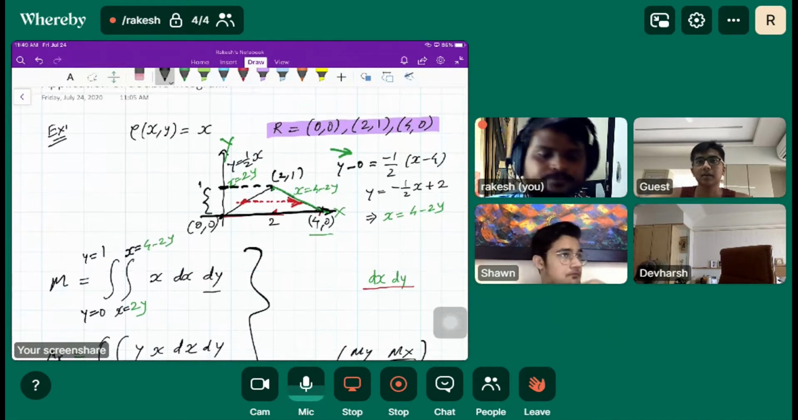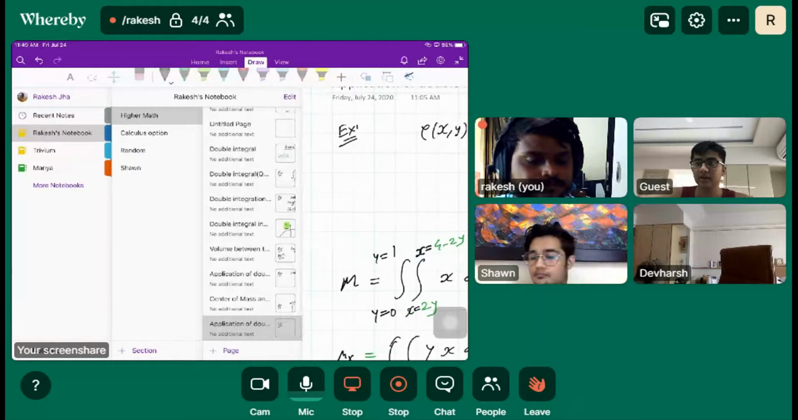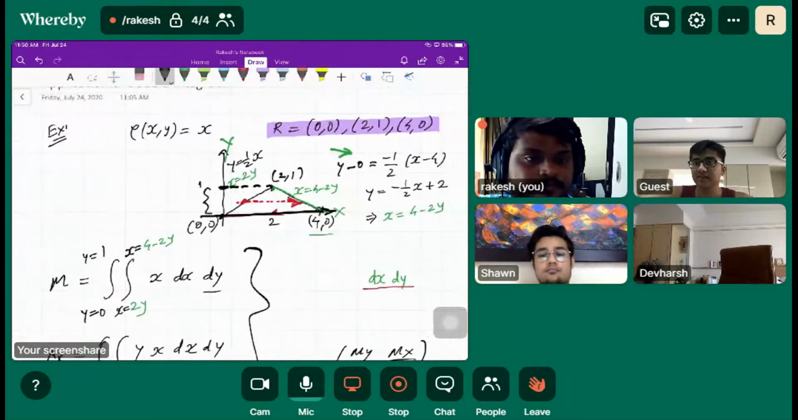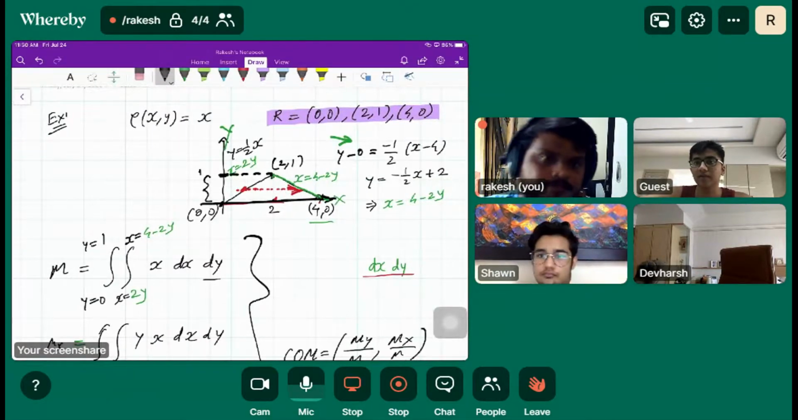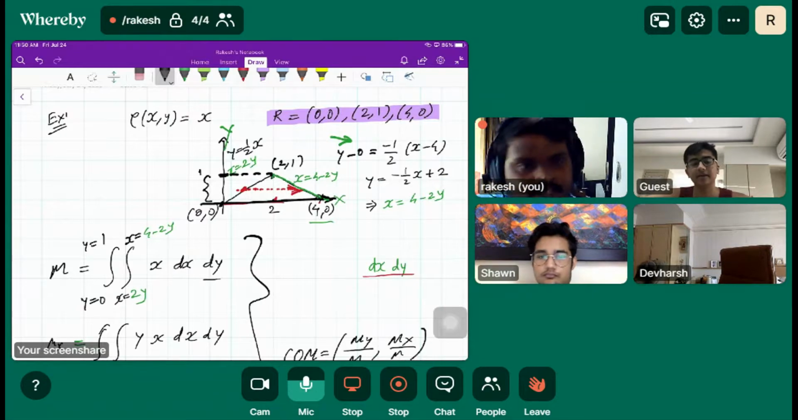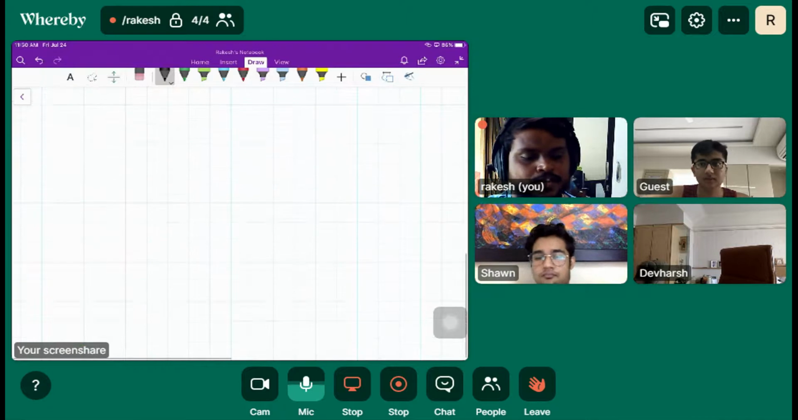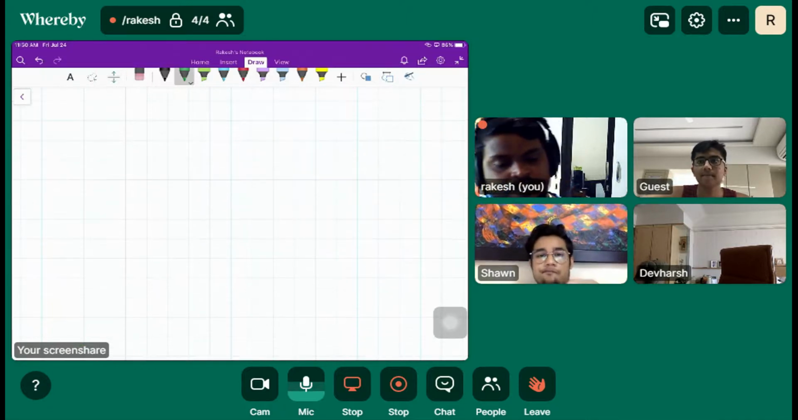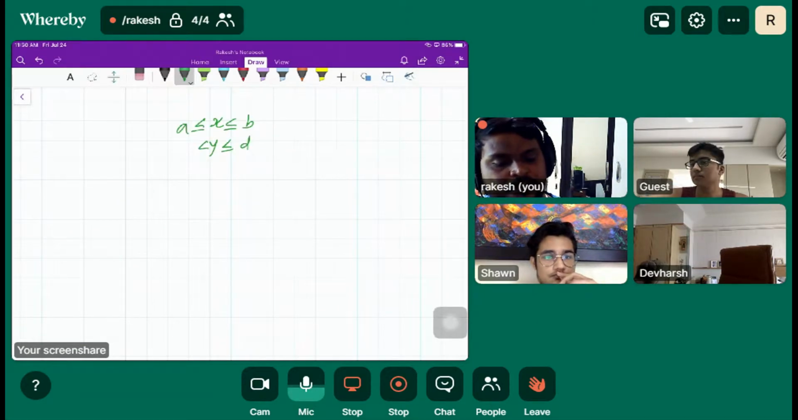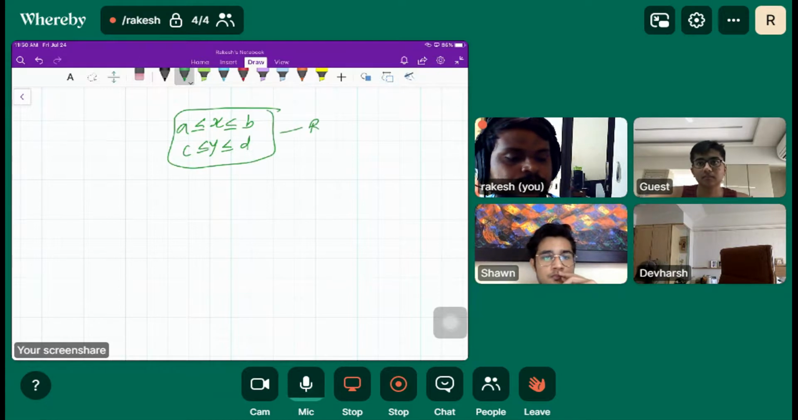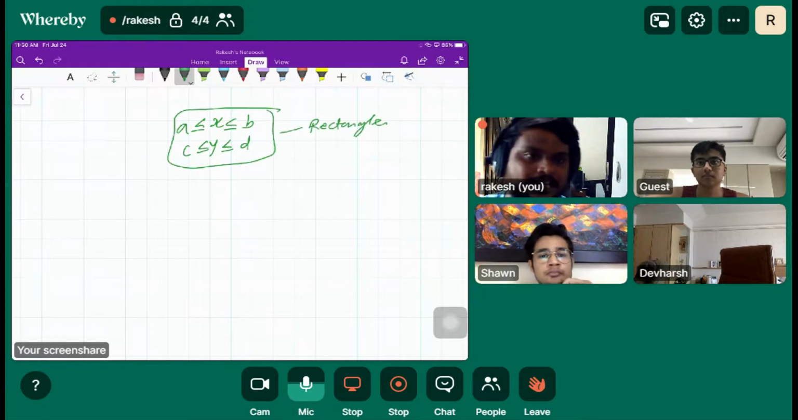So we need a change in function to follow this method, and we need a uniform shape for the previous method. We saw two types of boundness. Suppose x and y are both bound between two constant values; this will always give you a rectangle. This is one scenario we saw.